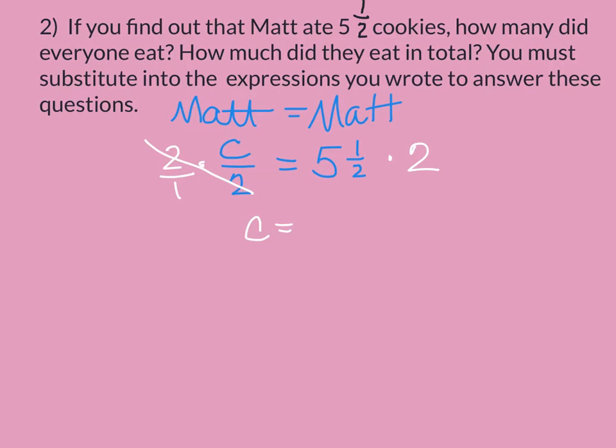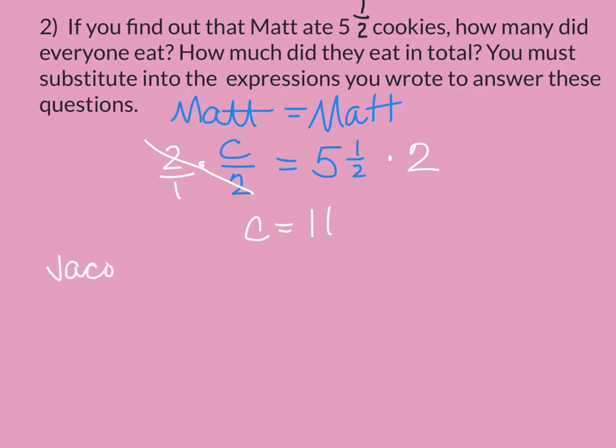However, this is a fairly obvious one. We're doubling this. 5 times 2 is 10. I would hope you know that. And if I've got a half and I double it, well, a half plus a half, or a half times 2, is 1 whole. So 5 times 2 again was 10, plus 1 more is going to be 11. C equals 11.